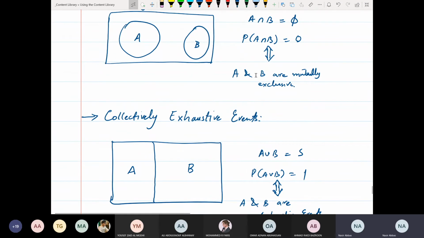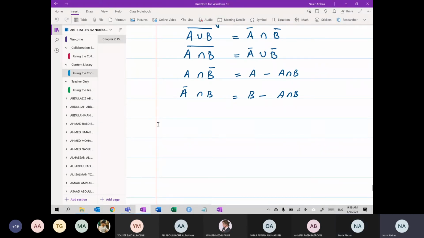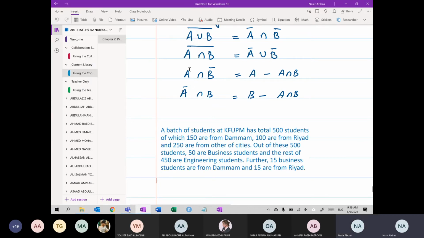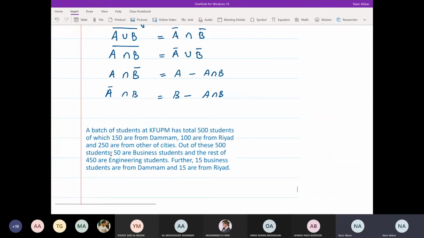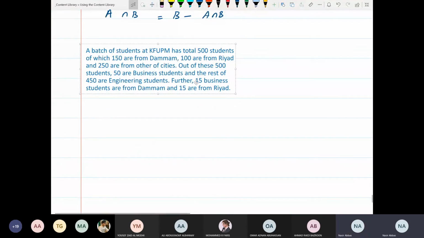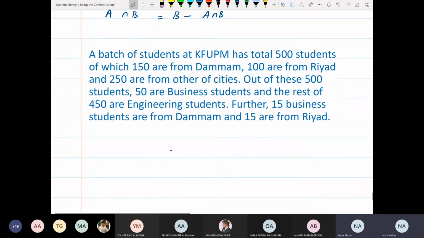Once you know these terminologies and these laws, now I'm going to directly jump into a question. And here is the question. Let me call it example 5.